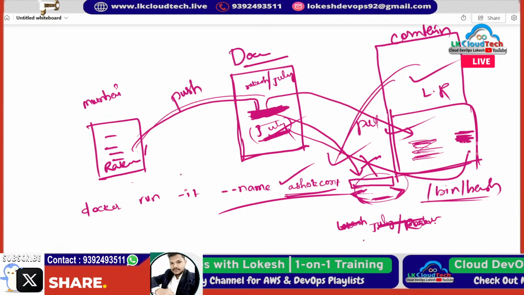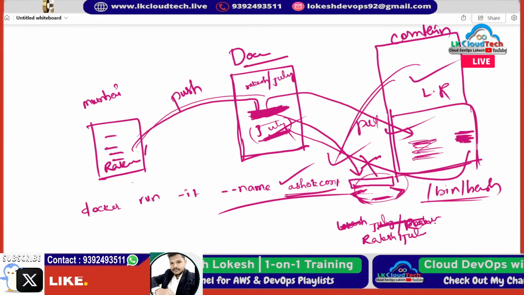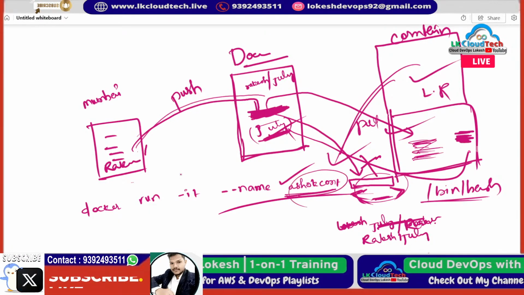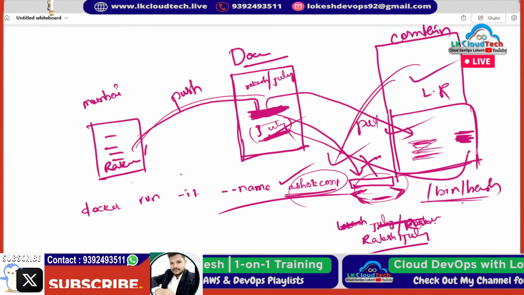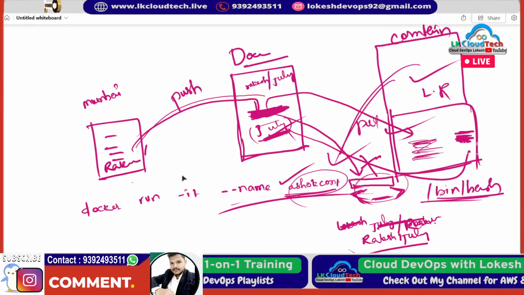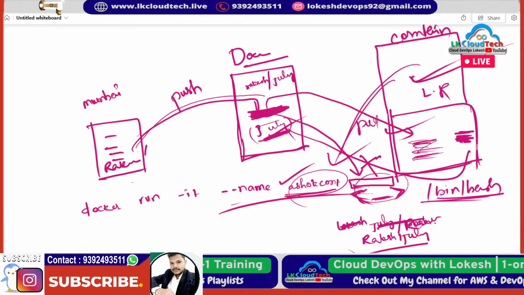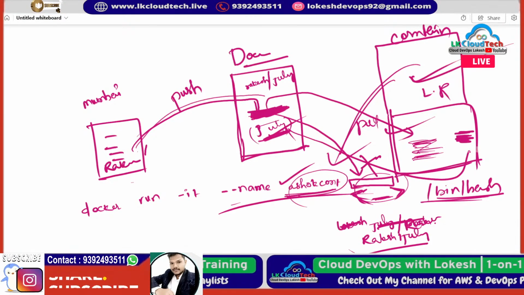It will come here like this: Rakesh slash July. So this is the command. After your container ID, you have to mention this. After that, bin bash. Automatically, it will create a container, or rather, inside the container, you will go inside. Clear? So that's how. Yeah, you can do it.